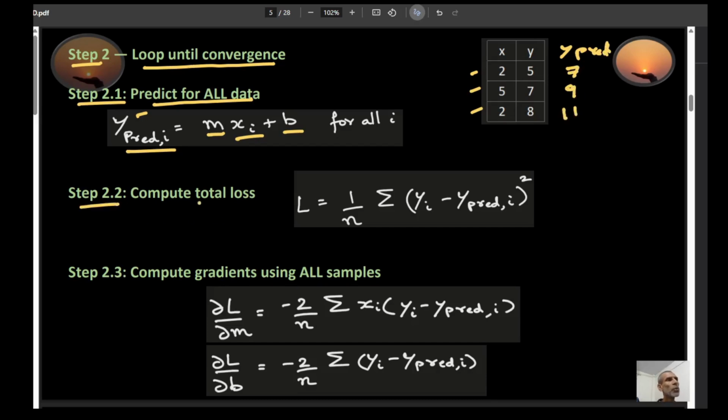Step 2.1, I'm going to compute the loss. So the loss is going to be equal to 1 divided by the total sample size. In this case, let's say my sample size is 3.